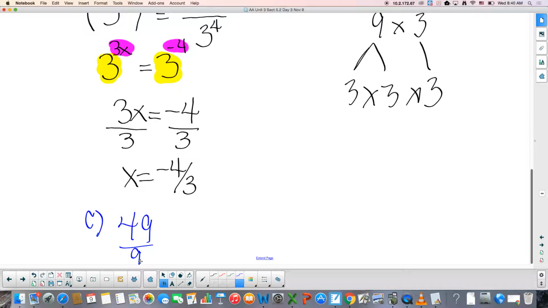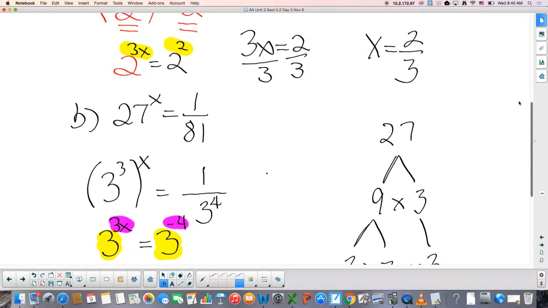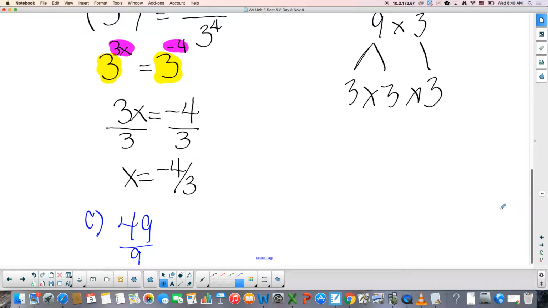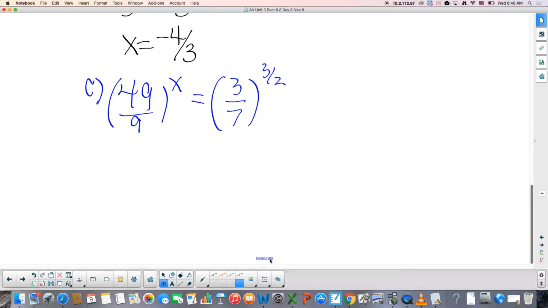Is that to the x? Equals 3/7 to the 3/2. Try it. Think of bases. These are exponential equations. Think of bases. Are these connected, the 49/9 and the 3/7? Do you see the connection?